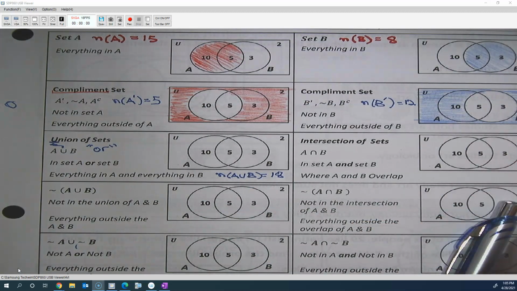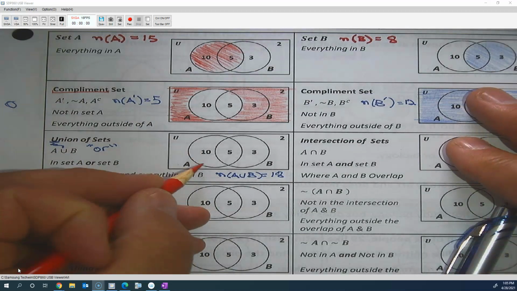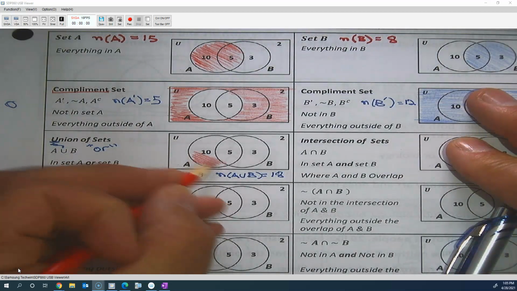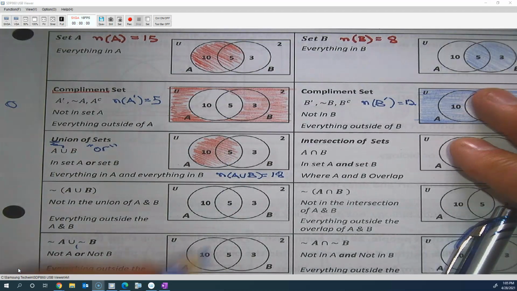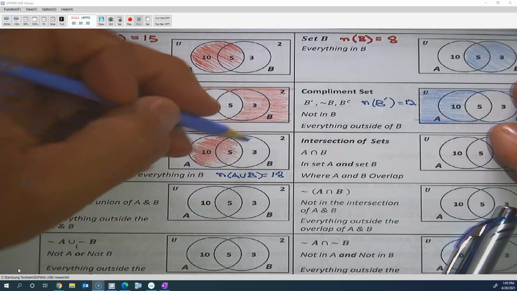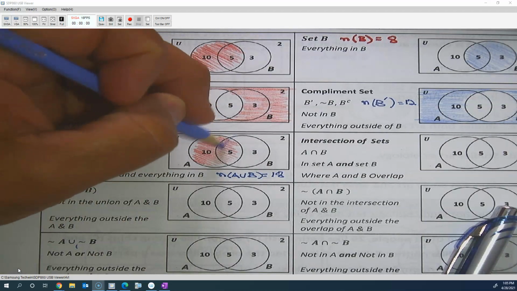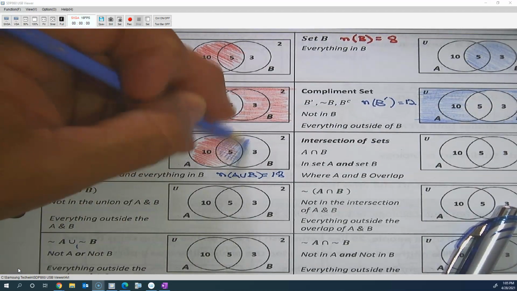And that would be everything that was in A and everything that was in B. So you've got one area that's colored twice, and that doesn't matter.